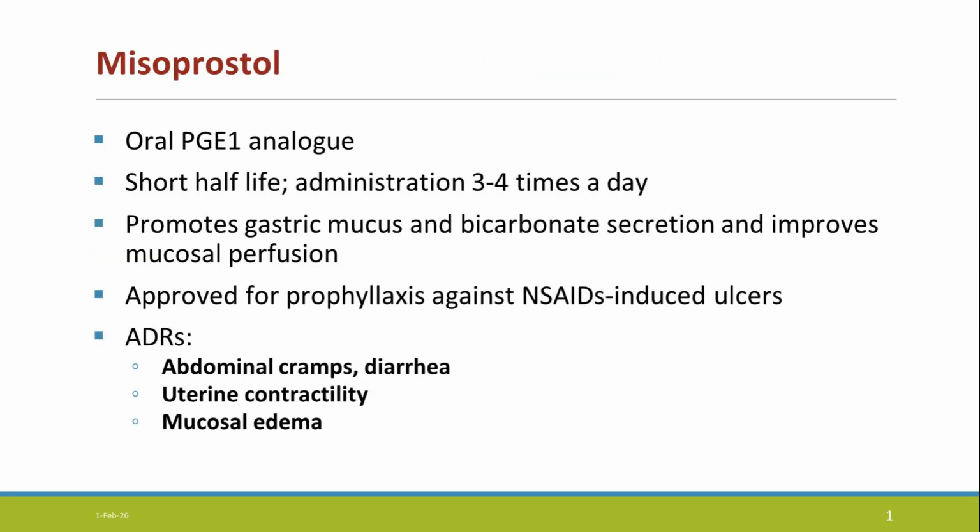A prostaglandin analog that enhances mucus and bicarbonate and improves blood flow. Particularly useful in NSAID-induced ulcers. However, causes diarrhea and uterine contractions, so contraindicated in pregnancy.